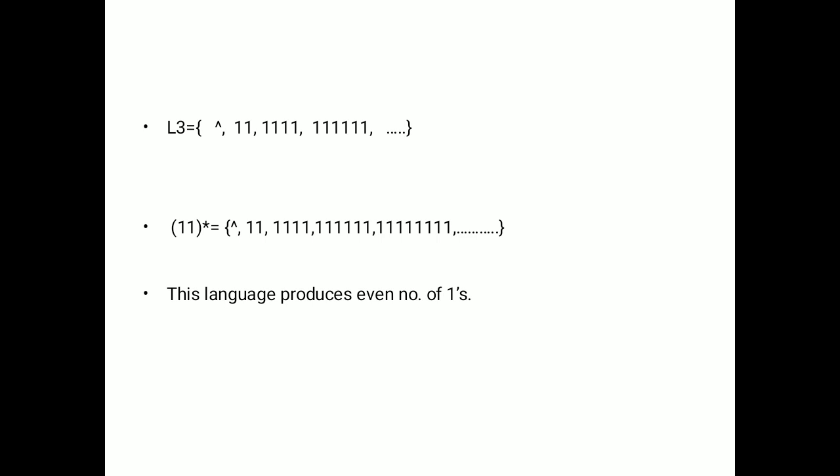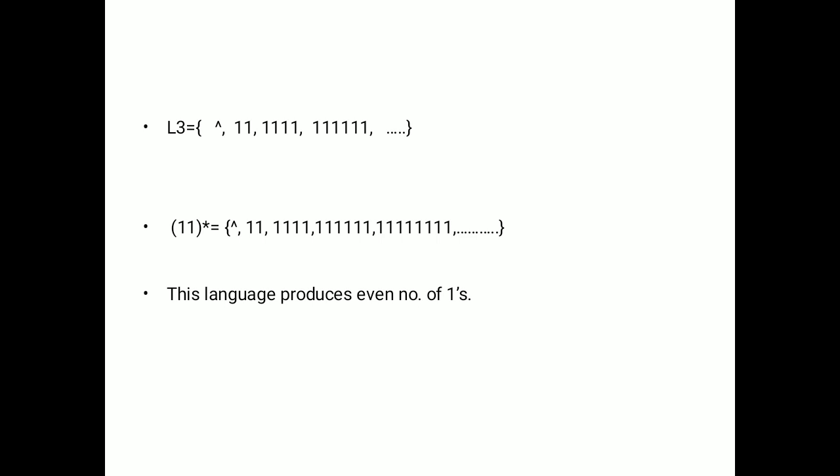So here (11)* means this is generating the set or generating the strings which has even number of ones. Even number of ones, that means 0 times, 2 times, 4 times, 6 times or 8 times and so on. So here (11)* is given. We are writing the combination of 11, not single one.